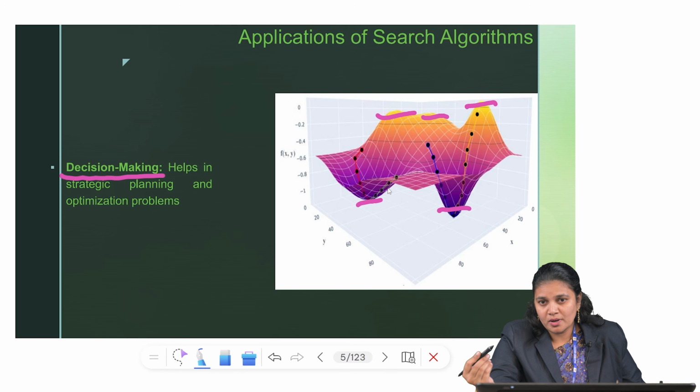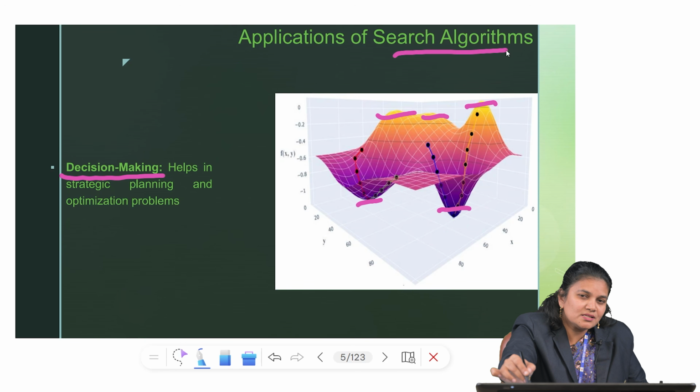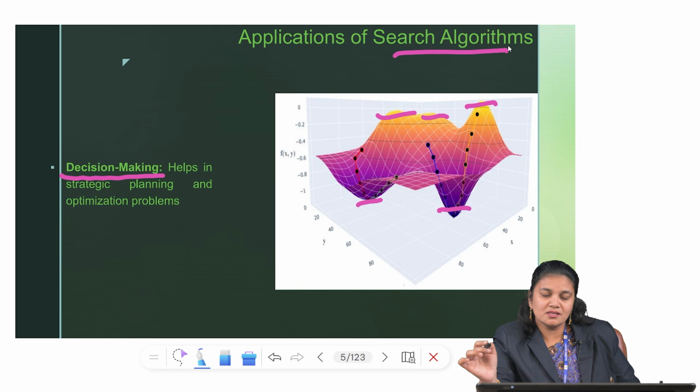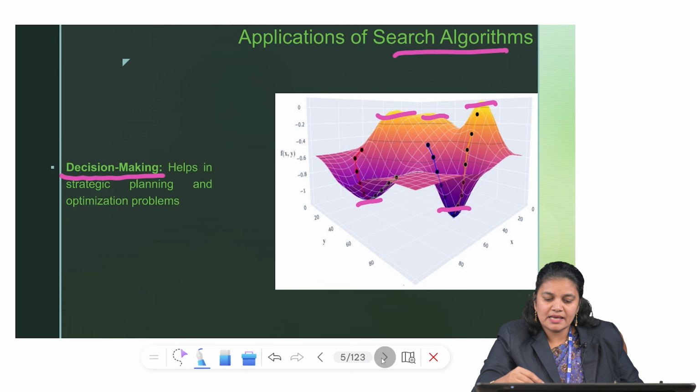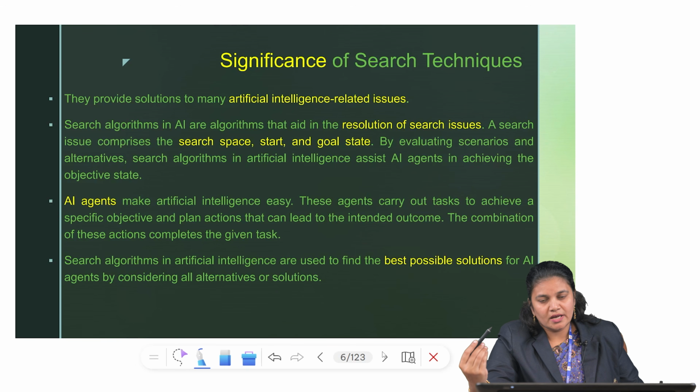A single problem will have multiple solutions, so the algorithm should try to find the best solution among all the solutions. These search algorithms support us a lot in selecting the best solution. So these are various applications of search algorithms.